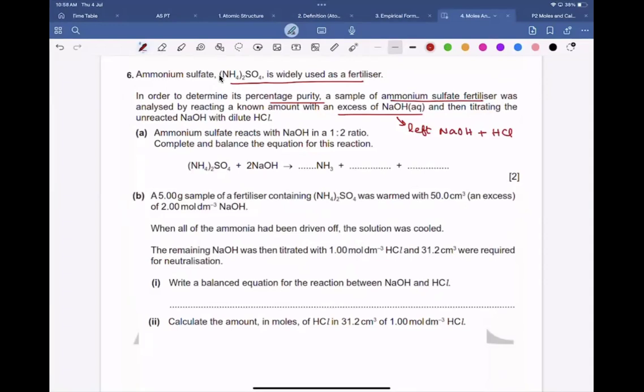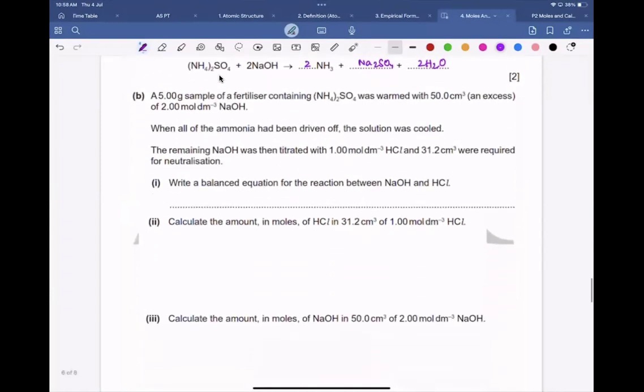Now ammonium sulfate reacts with NaOH in 1:2 ratio. Complete the balanced equation for this reaction. What did you make after this? Can you tell me? Sir, I made 2 NH3 and then Na2SO4 and then 2 molecules of water. Na2SO4 and H2O. And if I go to balance it, I'm going to get 2 over here and 2 over here. Very good.